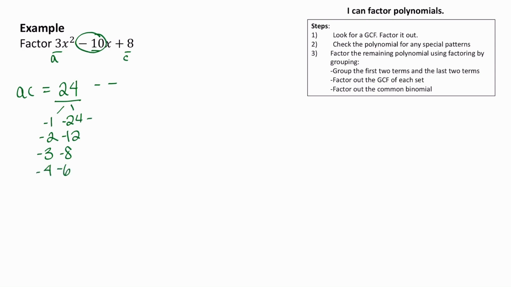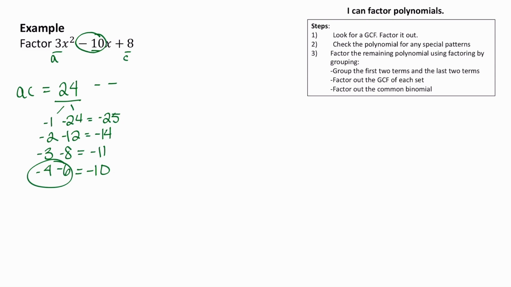So when we add these factors, we have negative 1, negative 24, so that's negative 25. Negative 2 and negative 12, it's negative 14. Negative 3 and negative 8 is negative 11, and negative 4 and negative 6 is negative 10. So negative 4 and negative 6 are my correct combination. So now I'm going to factor by grouping.